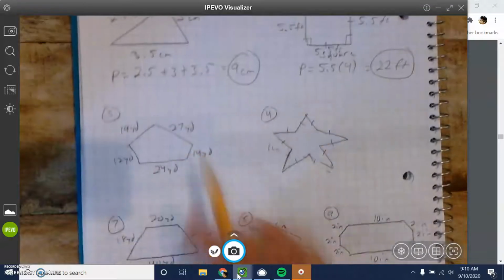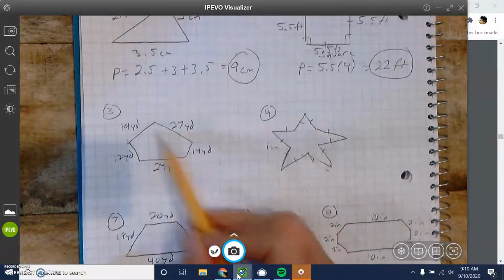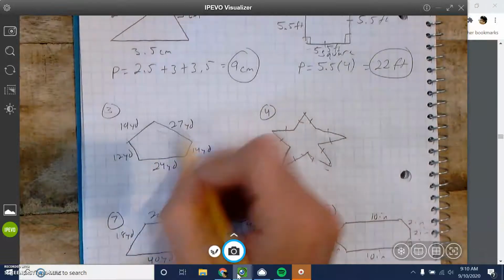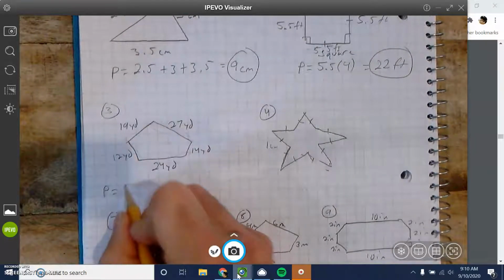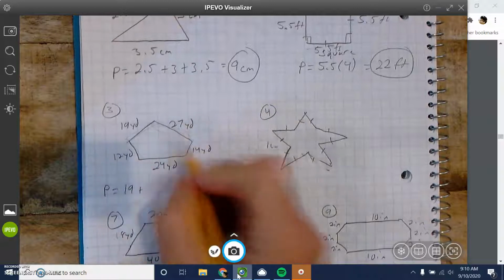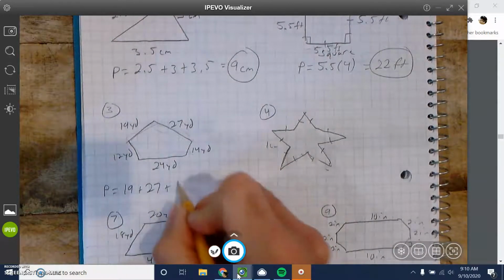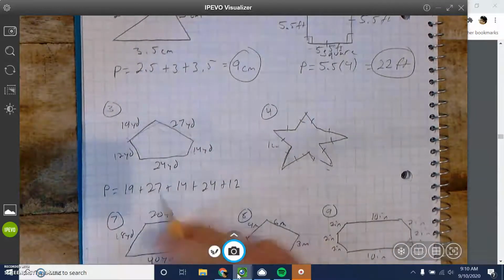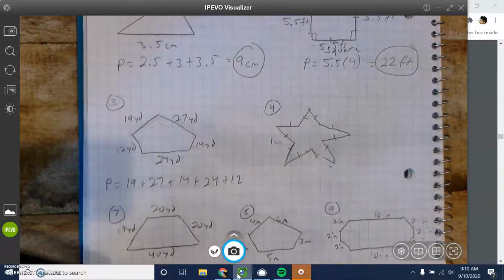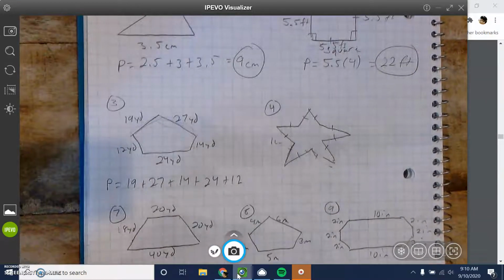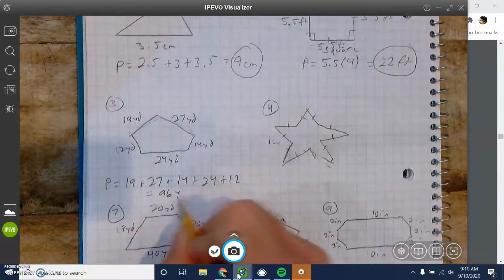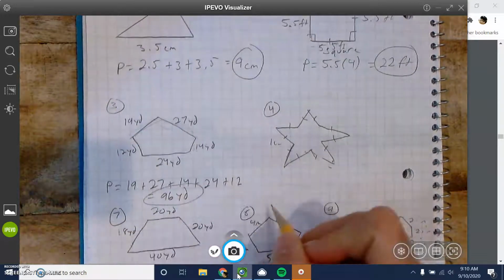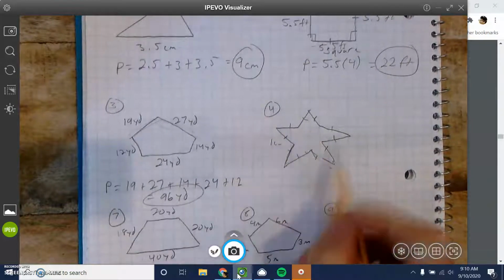Next, number 3. You have 1, 2, 3, 4, 5 sides. So this is a pentagon. Now they're all different lengths, so I'm just going to add them up. 19 plus, doesn't matter what order you go, 27 plus 14 plus 24. Make sure you get all the sides though. That's a common mistake. So then I'm going to get my calculator and add them up. 19 plus 27 plus 14 plus 24 plus 12. And I get 96. Don't forget your units, yards. 96 yards. Cool.